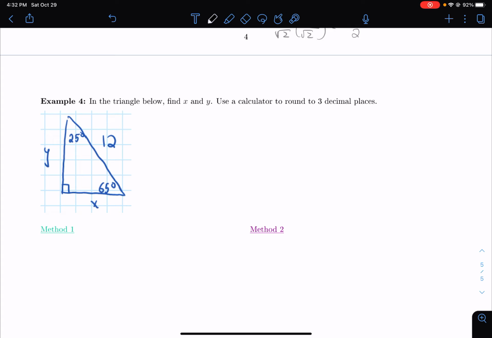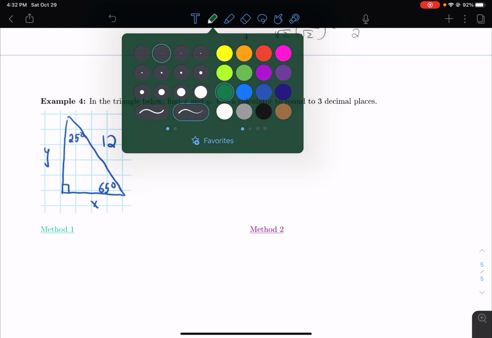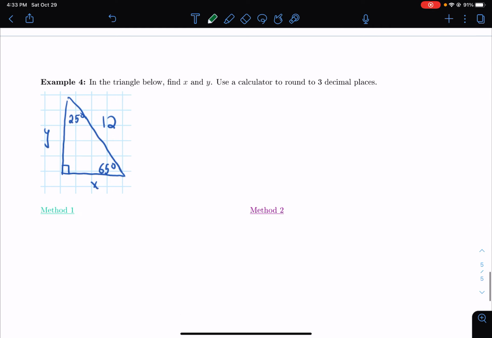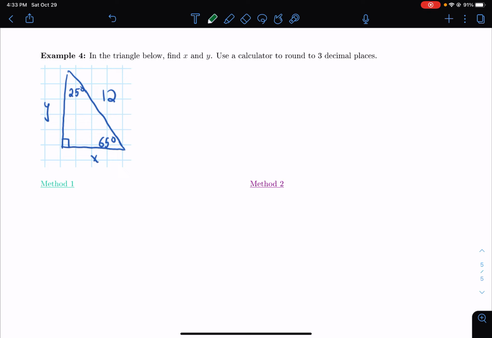So one thing this picture might represent is, maybe the hypotenuse is like a ladder. Maybe there's a ladder leaning against this wall, and x represents how far the base of the ladder is from the wall. That might be a real world situation corresponding to this setup. Okay, so I want to get those missing side lengths. Knowing the values of trig functions can help me identify missing side lengths in a right triangle. So let's see that in action.